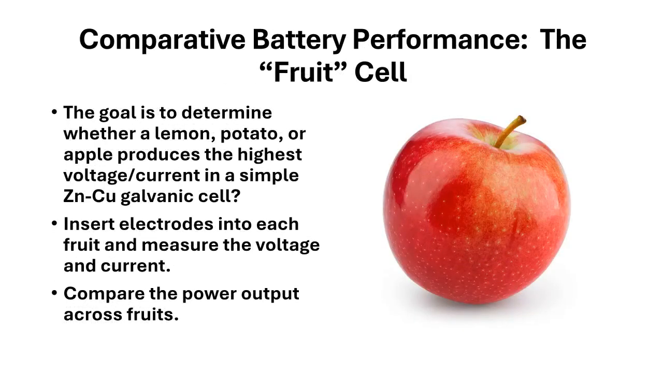The goal of this project is to determine which fruit or vegetable, lemon, potato, or apple, results in the highest voltage and current in the Zn-Cu galvanic cell. The experiment involves inserting the electrodes into each fruit and measuring the voltage and current and the power output. The average voltage, current, and power output, as well as the standard deviation, can be calculated. Based on the results, you could determine which fruit is the best to use for Zn-Cu galvanic cells to generate the highest voltage, current, and power output.